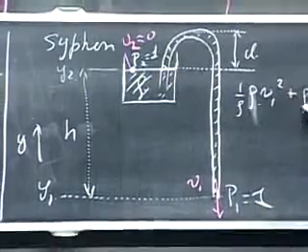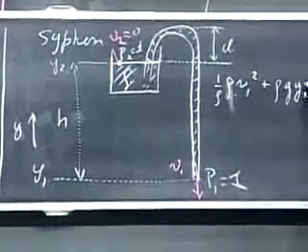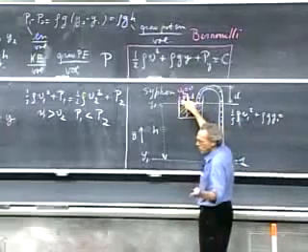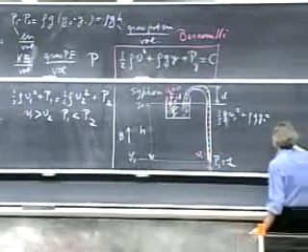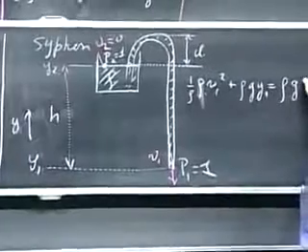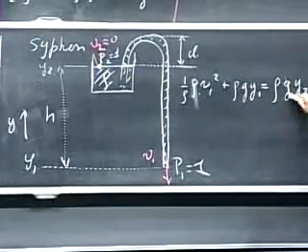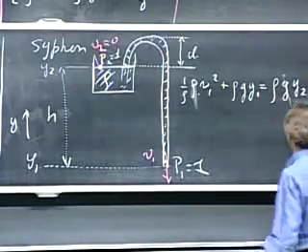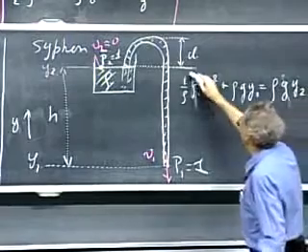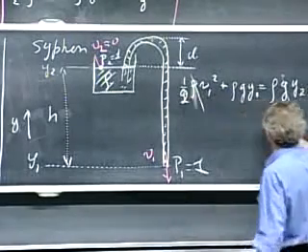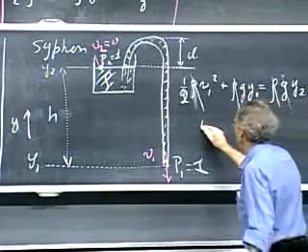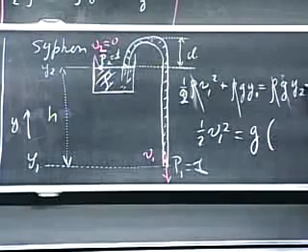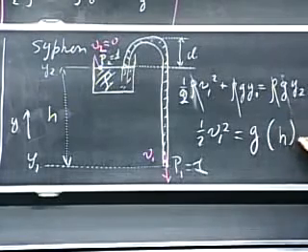plus rho G times Y1, must be 1/2 rho V2 squared, but we agreed that that was 0, so I don't have that term. So I only have rho G Y2. 1/2 rho V squared, that's fine. And so I lose my rho. And so you get that 1/2 V1 squared equals G times Y2 minus Y1, which is H.